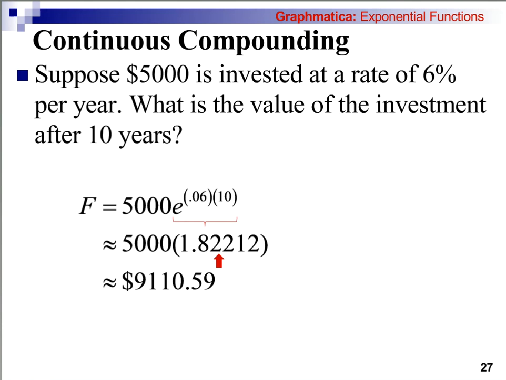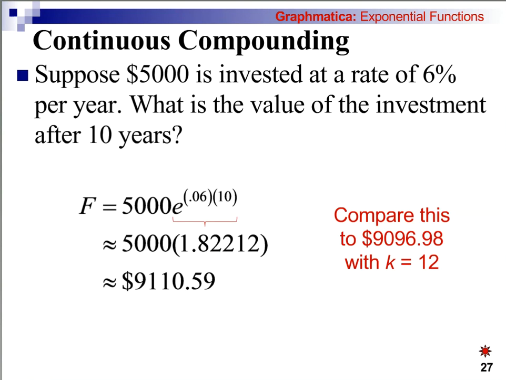Now, just a quick little note, when we did compounding on a discrete basis, when we had 12 compoundings per year, the number we got was $9,096.98. So the increase from going from 12 compoundings per year to an infinite number or continuous compoundings per year is only around what, $13, $14, $15 here?